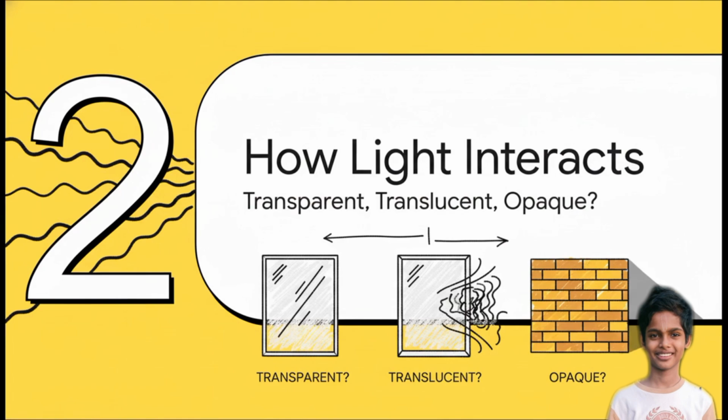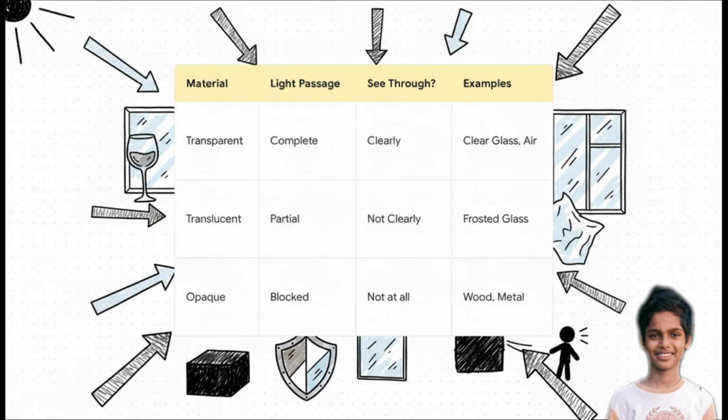Okay, so now that we know light travels in a straight line, what happens when it runs into something? I mean, it's got to hit objects, right? Well, how it acts next depends entirely on what kind of object it hits. Now this chart, Venkat, this is a big one for your exam. So let's walk through it together.